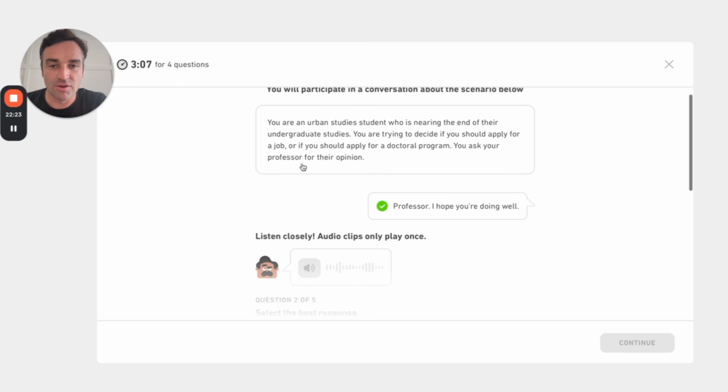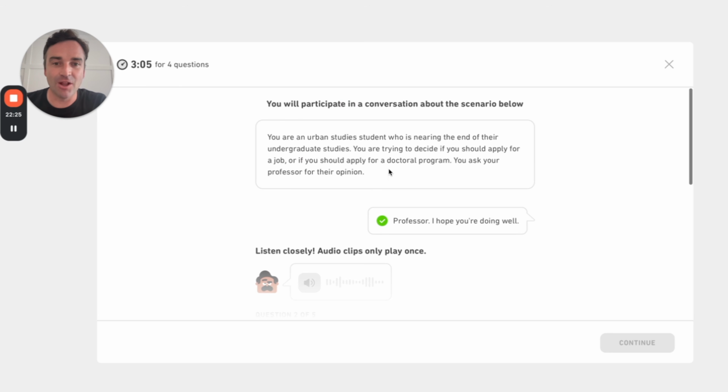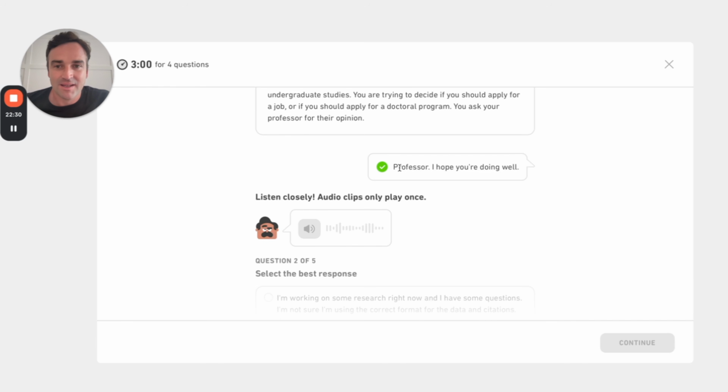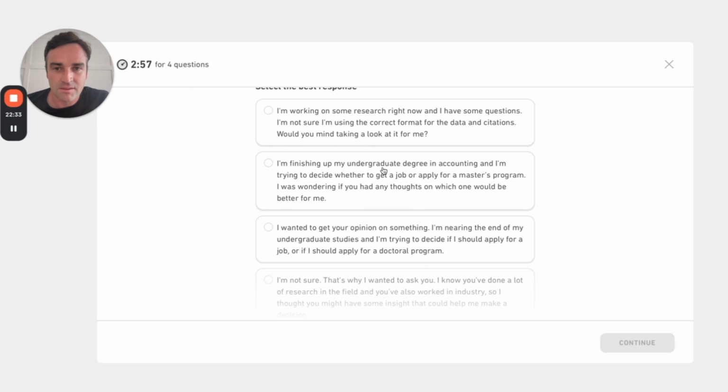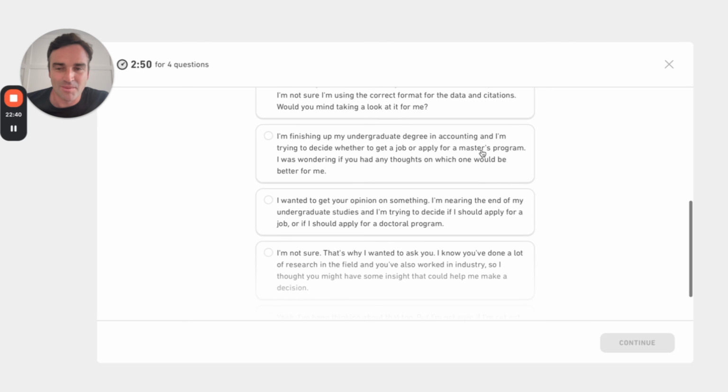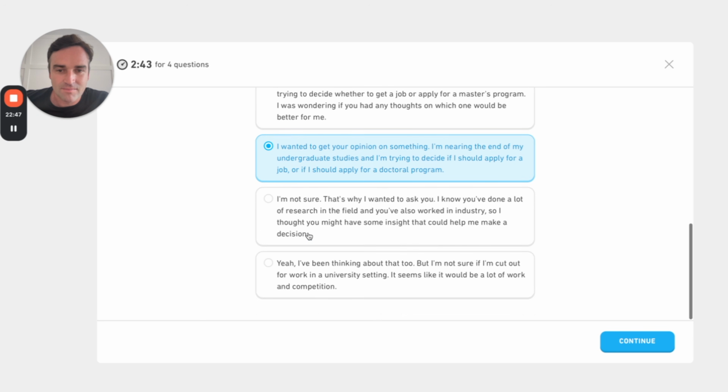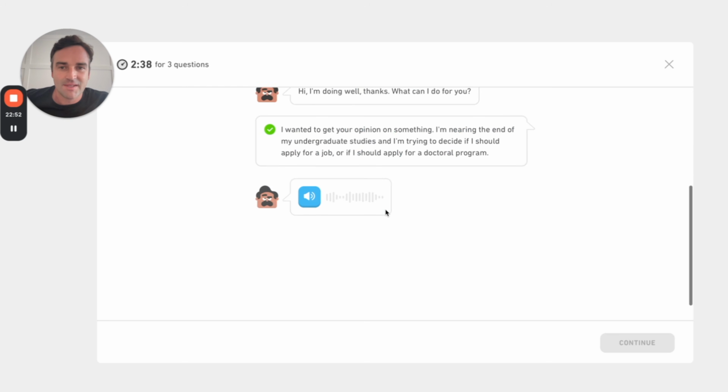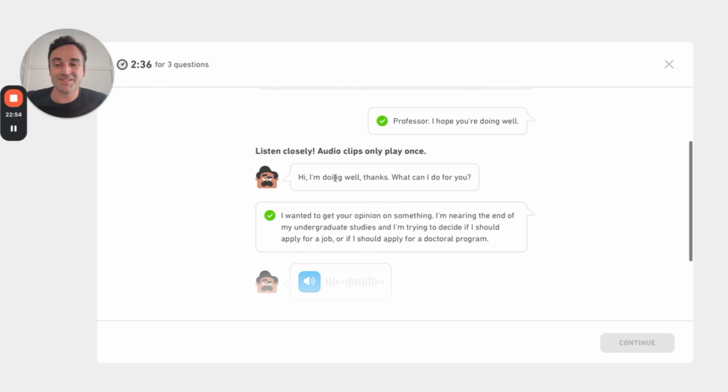Okay. So again, what's happening here? He needs help to decide whether to apply for a doctoral program or to apply for a job. Okay, almost, but not master's program, doctoral program, right? This is the one. Yeah, also for this listening one, it tells you if you get it correct or not, so that's also nice.